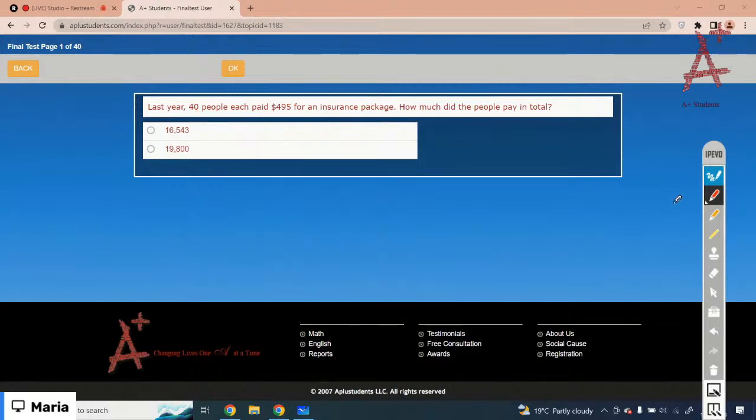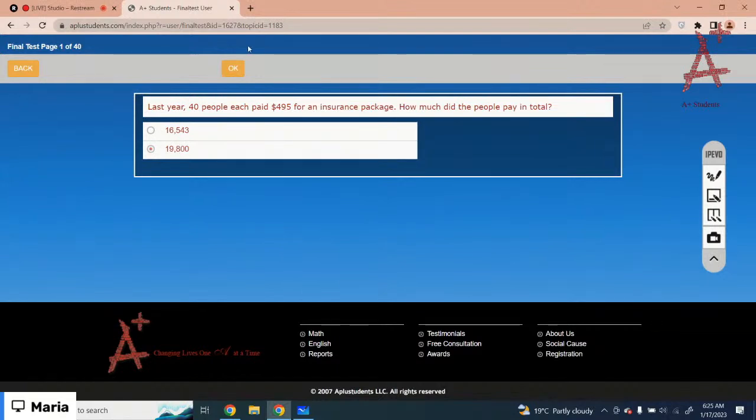So just select the correct option, then click on the OK button.